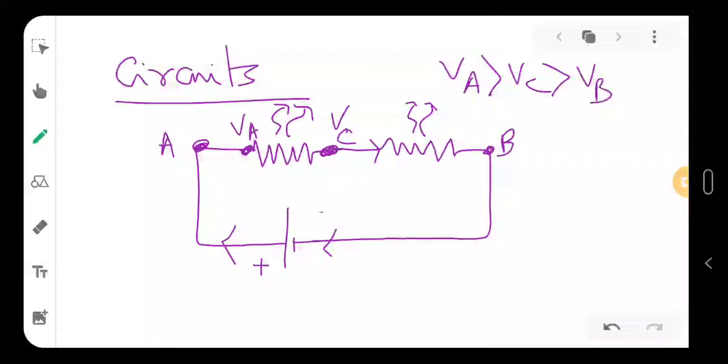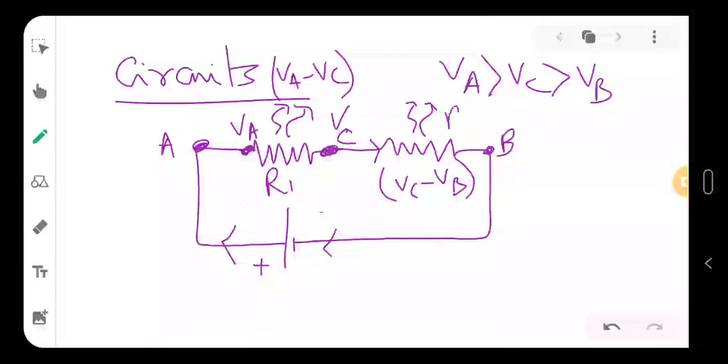So how much energy is being lost here? The amount will be VA minus VC. And how much energy will be lost here? The amount will be VC minus VB. So if this is resistance R1 and this is resistance R2, I can simply write this as VR2, which is VC minus VB, and this one I can write as VR1.